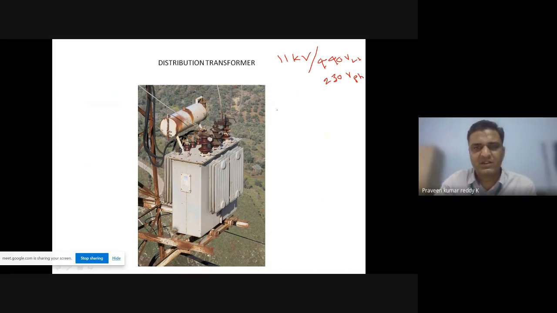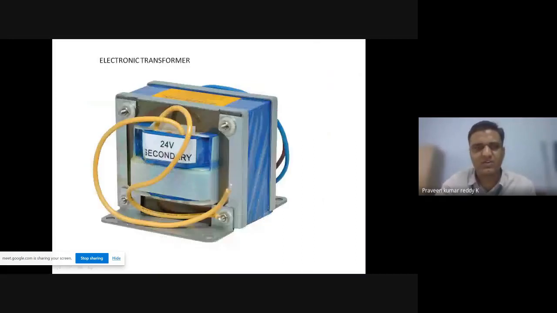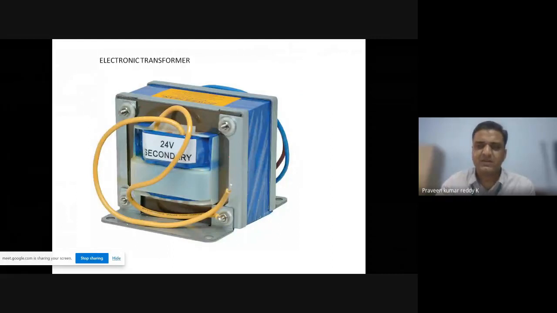And what is an electronic transformer? Of course, these things you can see when you open stabilizers or various different electronic appliances. You can see this kind of small transformer inside. So transformer sizes vary depending on the place where you have them, or the power rating they are used or designed for.